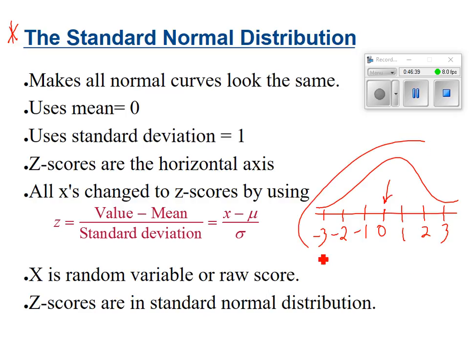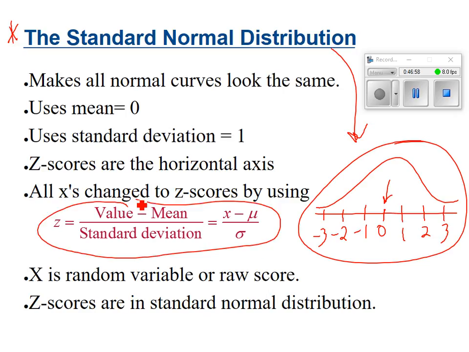So this is what your standard normal distribution is going to look like every single time. Now, to look at this, we have to change all the scores into z-scores to put it on there. All right?